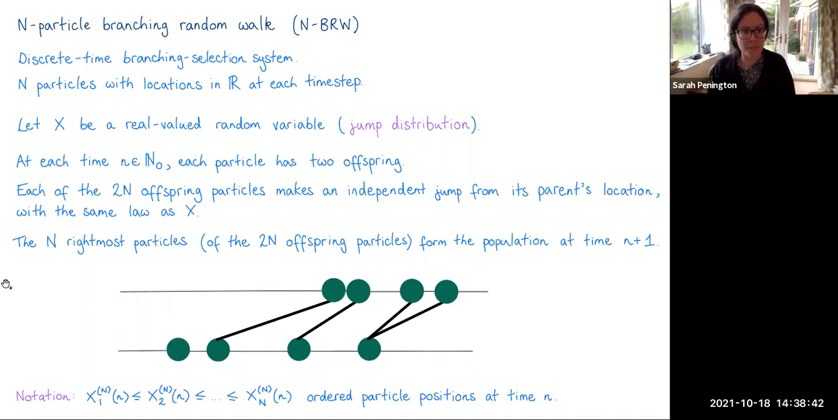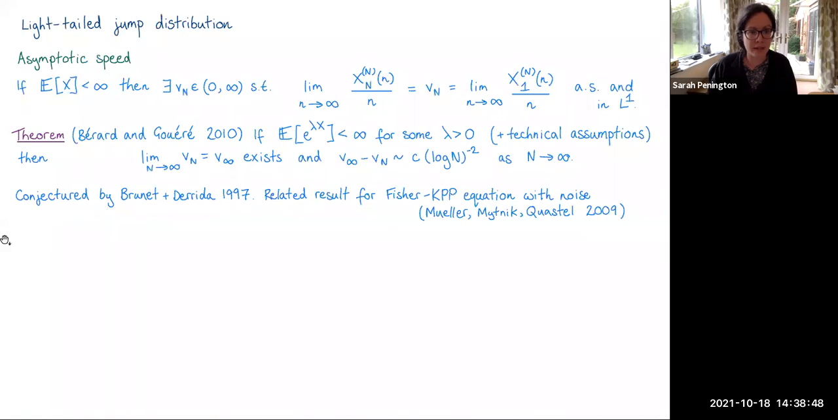There are 2 main properties that we're really interested in for this particle system. The first is the asymptotic speed at which the cloud of particles moves to the right. And the second is what I talked about before, that we're interested in the behavior of the genealogies. I want to start by telling you about what's known and conjectured in the case where the jump distribution is light-tailed, in other words, when it has finite exponential moments.